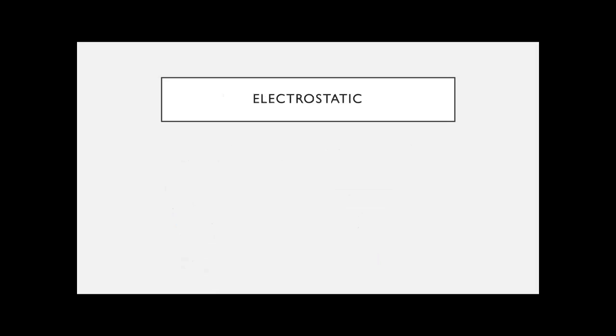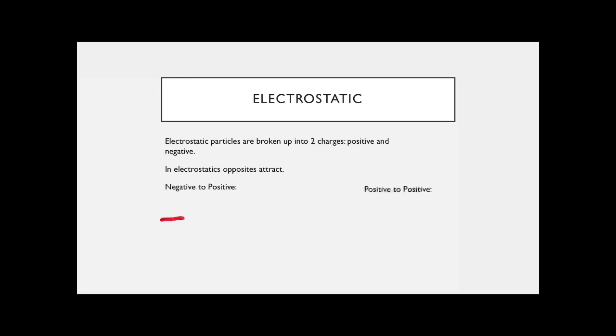To better understand electromagnetic force, let's break down the two forces. First is electrostatic force. Electrostatic particles are broken up into two charges, positive and negative. In electrostatics, opposites attract. Negative to positive. When a negative is placed near a positive charged particle, it is attracted. However, when a positive is near a positive, they repel. The same would hold true for two negatives.